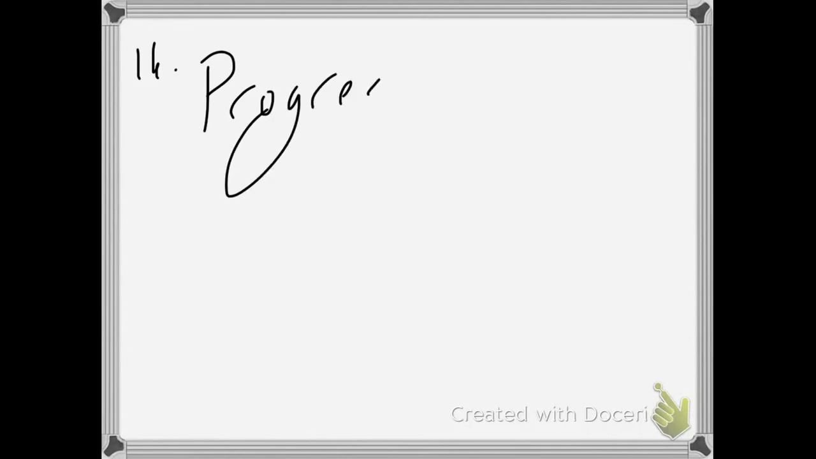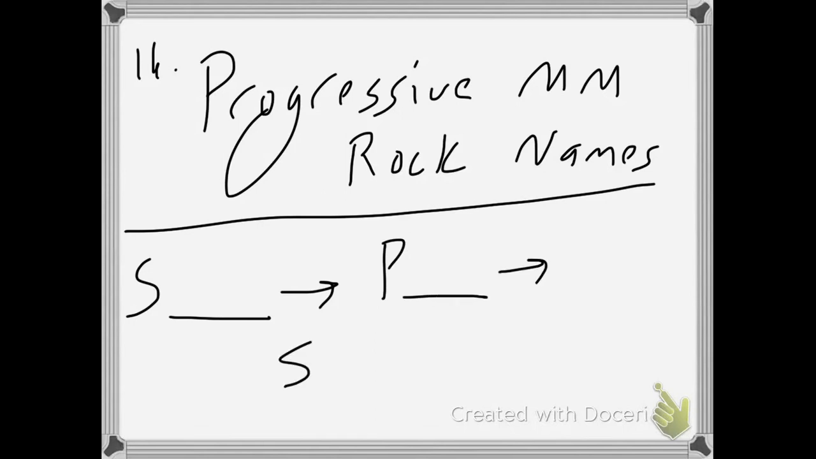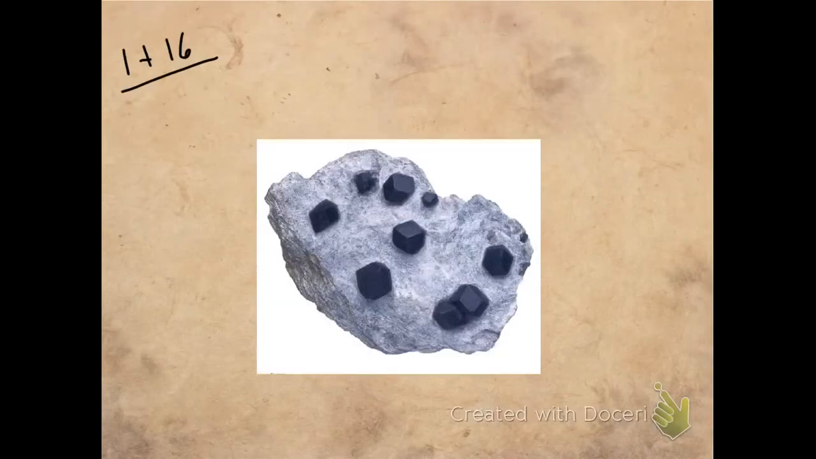Okay, question number 16. Progressive metamorphism rock names. That's super duper. So this is a fill in the blank on this question. S to P to SCH something to the G. So I'm going to let you figure that one out all on your own as I try to find the submarine, apparently.